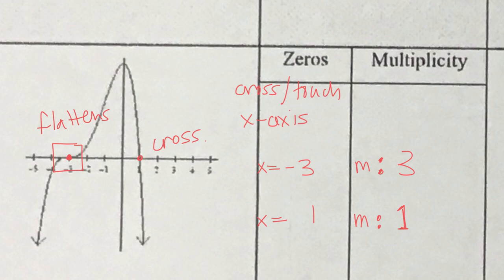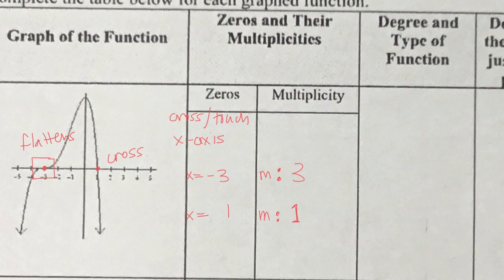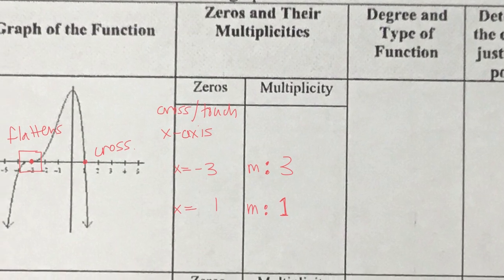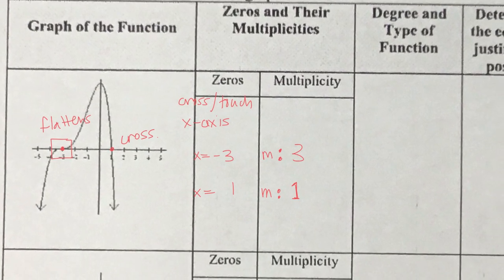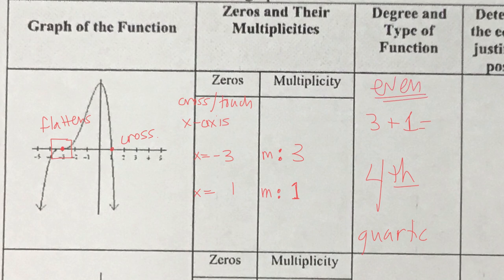So of course, we talked about this yesterday, but then what is the degree of our function? If we have a multiplicity of 3 and a multiplicity of 1, 3 plus 1 equals a 4th degree polynomial. Okay, yes, this is called a quartic, but I'd much rather you just know that it's a 4th degree polynomial.